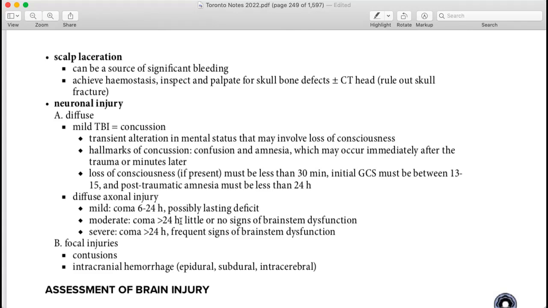Here, I would suggest you see what the features of brain death are and how you are going to make the diagnosis of brain death. That's important because it's not written in Toronto Notes. I'm telling you to go and Google it: what are the signs and symptoms of brain death, and how do you confirm brain death. Then focal injuries: contusion and intracranial hemorrhage.